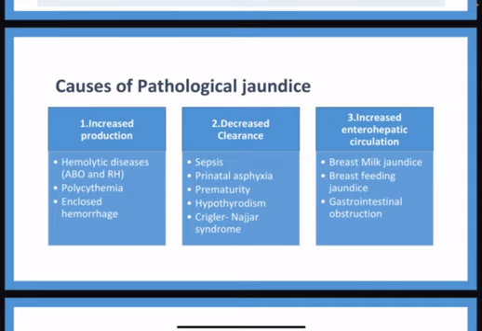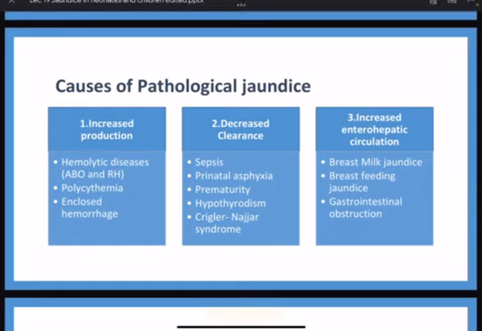Breastfeeding jaundice should be on the physiological list, not pathological, you're right. But both, breast milk and breastfeeding jaundice, can increase enterohepatic circulation. In breastfeeding jaundice, specifically, we see this in primigravida or primi mothers.